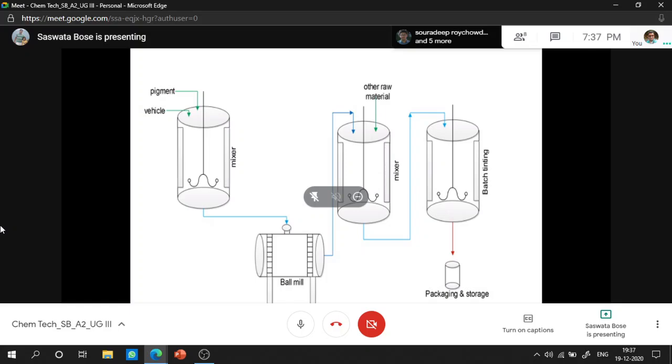See what the processes are: attrition, shear and impact. The particles will break down, aggregates will break down to a very small particle size, and the surface area will be very high. Once the particle size is very small, the power required to achieve that will be very high. So you're aiming for a paint of, let's say, rupees 100, but the power you are putting in to grind that material will be very high.